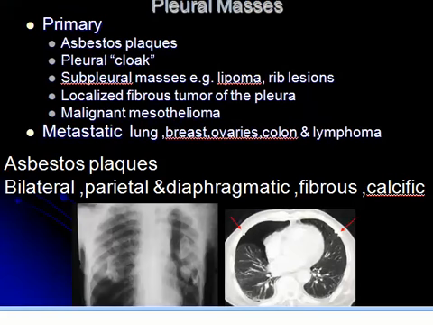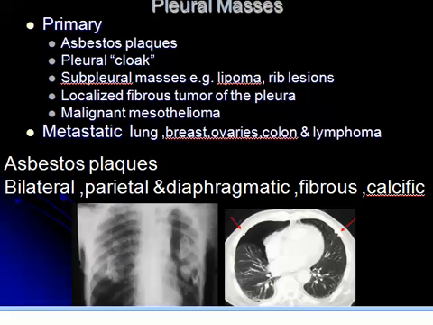Pleural masses, of course, it may be primary pleural masses, asbestos plaque or pleural collar, subpleural masses as lipoma or rib lesions, localized fibrous tumor of the pleura itself, and malignant mesothelioma. But metastases are more common from lung, breast, ovaries, colon, and even lymphoma.